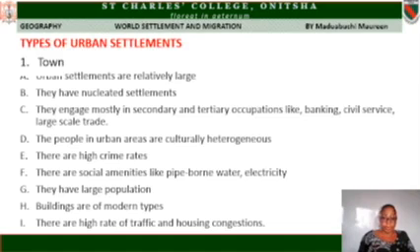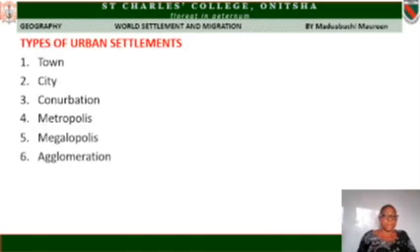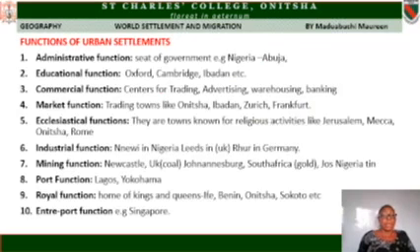Types of urban settlement. One, town, city, conurbation, metropolis, megalopolis, agglomerations. Functions of urban settlements. Urban settlements perform these functions. One, administrative functions. These are seats of government. Urban areas are seats of government.